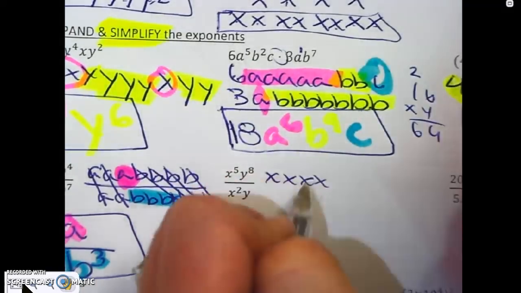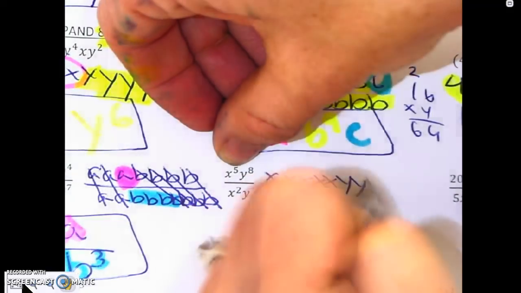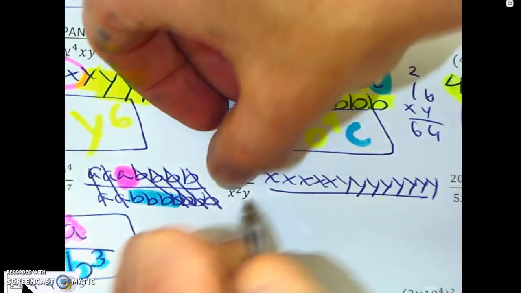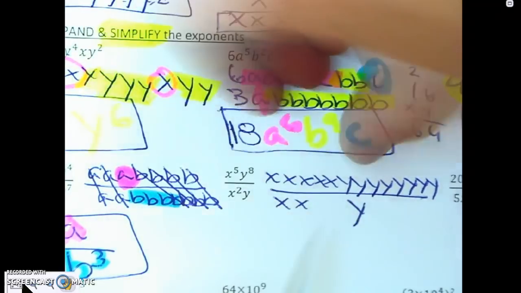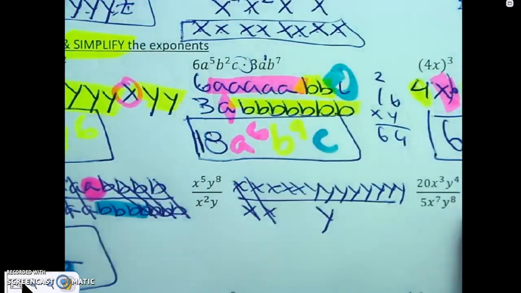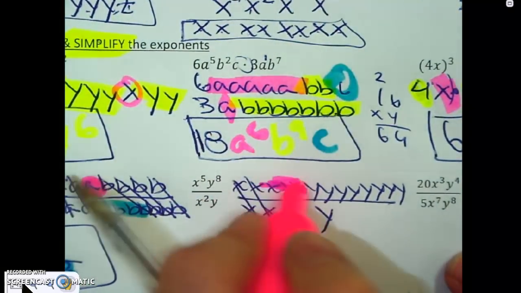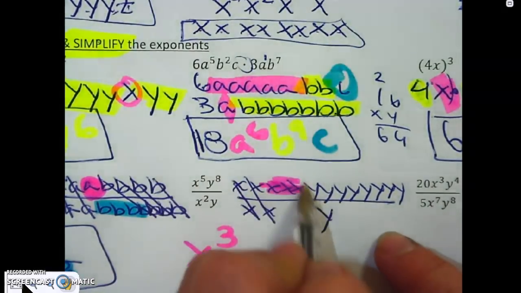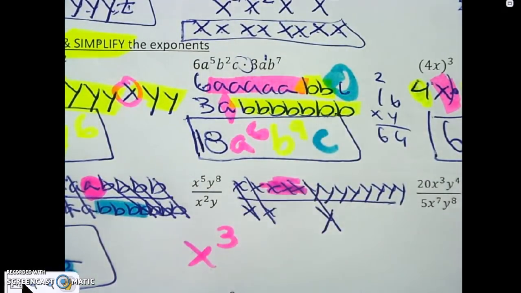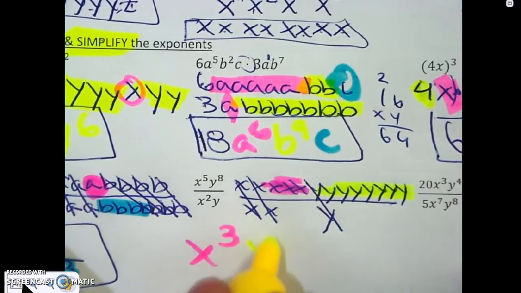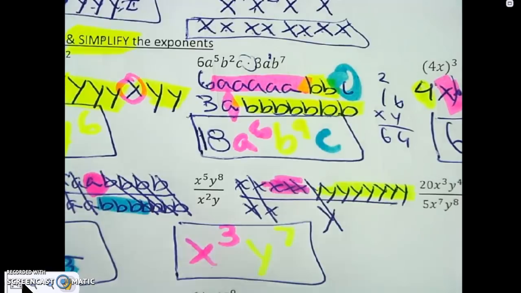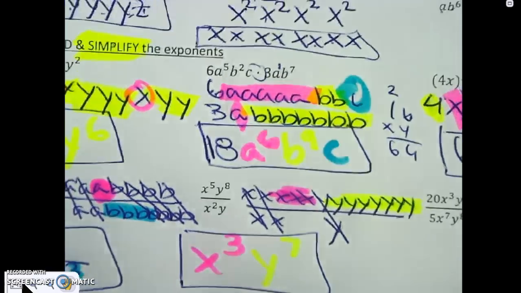I do this one. 1, 2, 3, 4, 5. 1, 2, 3, 4, 5, 6, 7, 8. Boom. 1, 2, 1. Bye-bye, bye-bye. Boom. Here's my x's. X cubed on top. Bye-bye. All of these are my y's. Y to the 7th. Okay? Now I do this one.